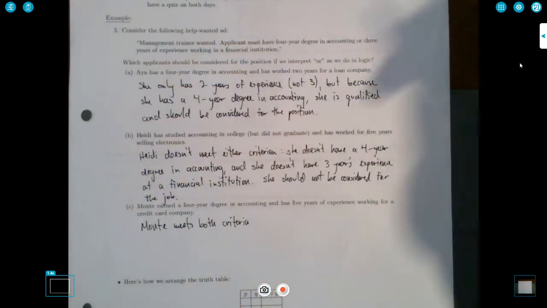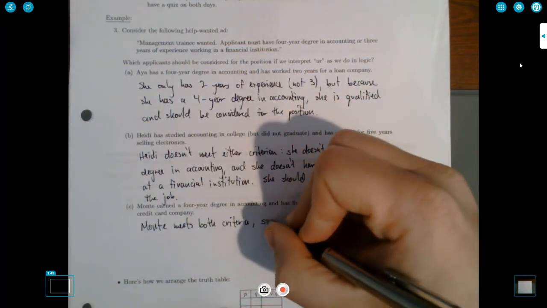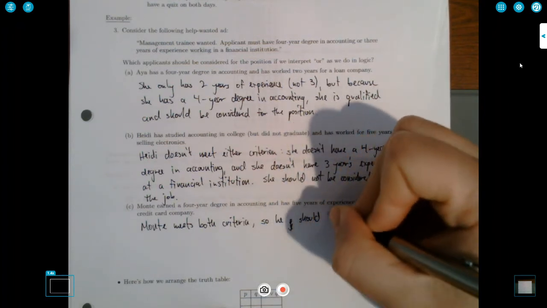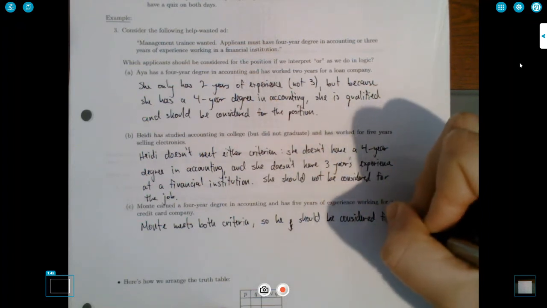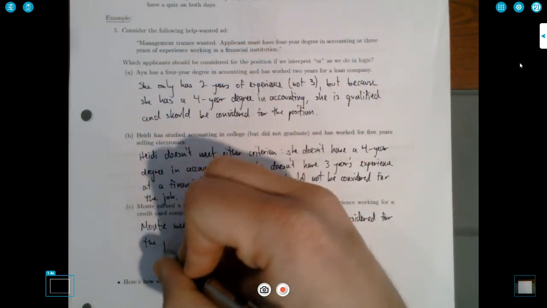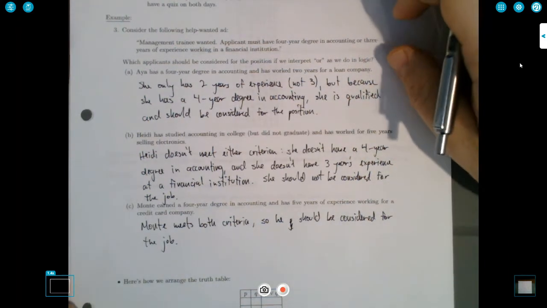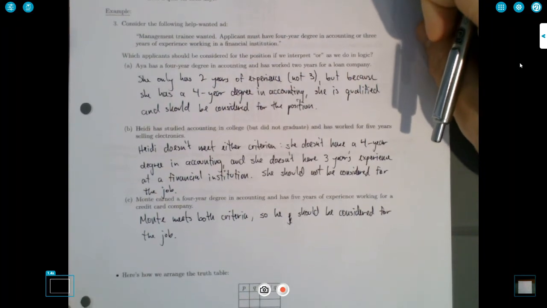Okay, and remember that or means one or the other or both. And so since he meets both criteria, he should be considered for the job. Monty meets both criteria, so he should be considered for the job. Okay, and that's that. So hopefully that helps you understand how OR works with logic.